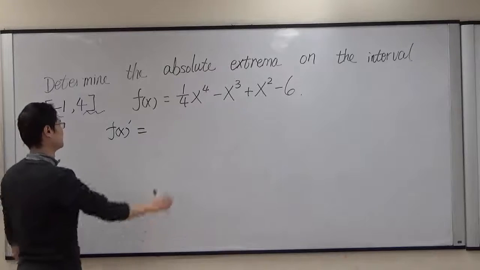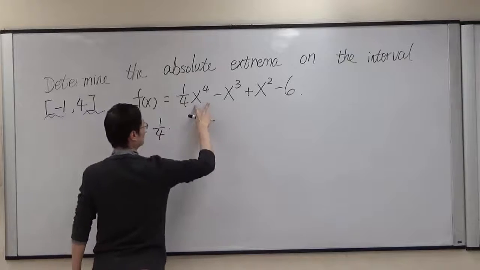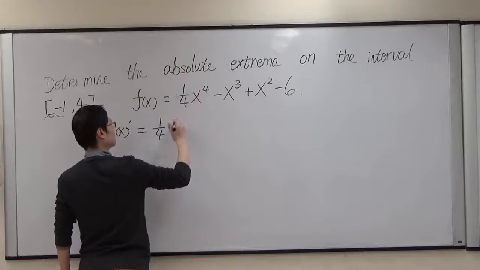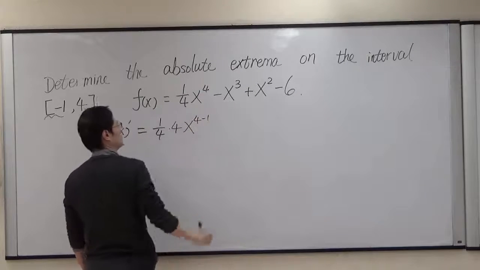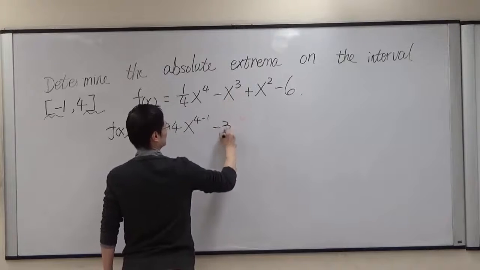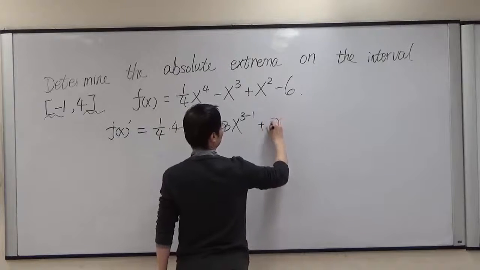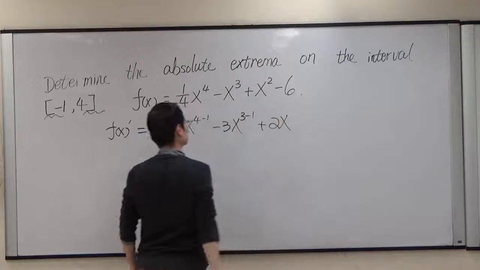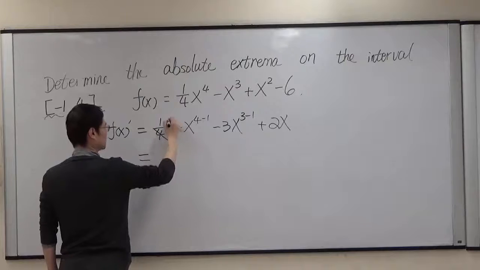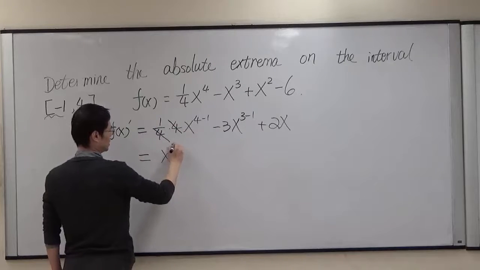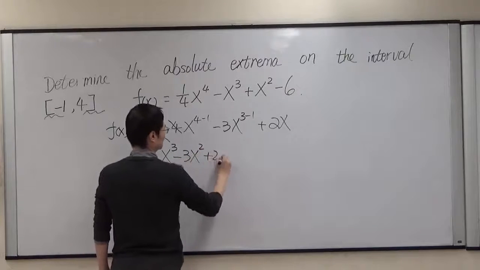So taking the derivative, we're going to work on x to the 4th. That's the power we use. Put the 4 in front, so that's 4 multiplied by 4 minus 1. Subtract, put the 3 in front, and 3 minus 1. We put 2 in front, and 2 minus 1 is x. The derivative of the constant is 0. So let's simplify right here. The 4 and 4 cancel out. We will have x to the 3rd, subtract 3x squared, plus 2x.